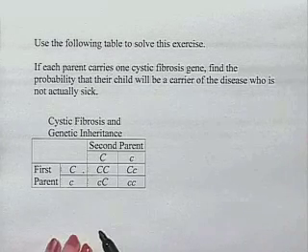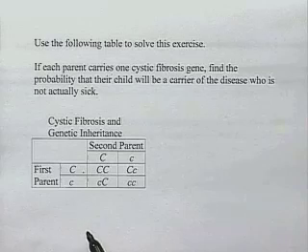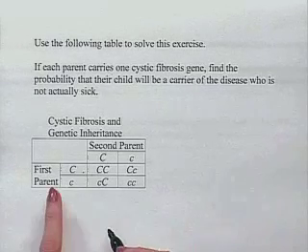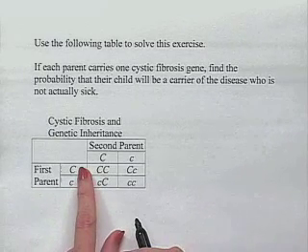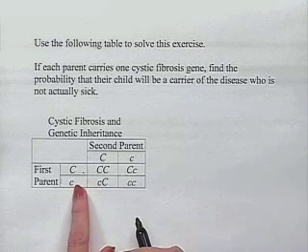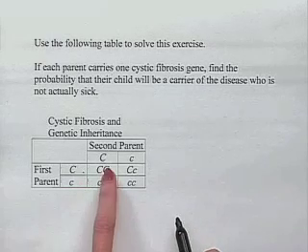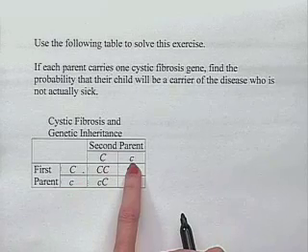What we have here is a chart giving us the cystic fibrosis and genetic inheritance setup. It's sometimes called a Punnett square if you're in biology. Over to the left, we have the first parent, and we have the dominant gene with a capital C and the recessive gene with a lowercase c. Our second parent has the same setup, a dominant gene, capital C, a recessive gene, lowercase c.